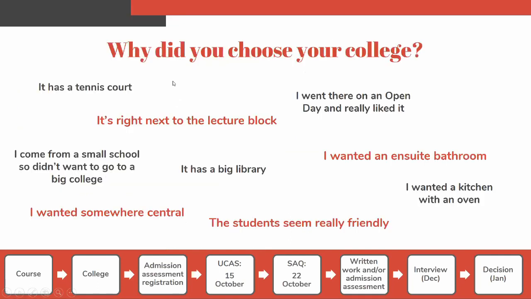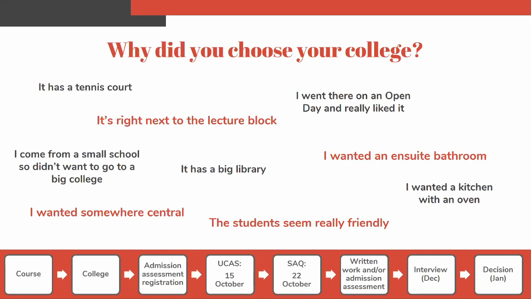Here are just a few reasons that people might pick a college. Obviously, just to say that all of these are completely valid. I wouldn't say that there's any one rule on how to pick a college. Some of these are based on facilities, like it has a tennis court, it has a big library, I wanted a kitchen with an oven.